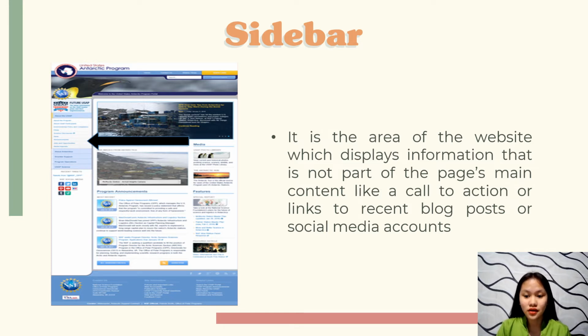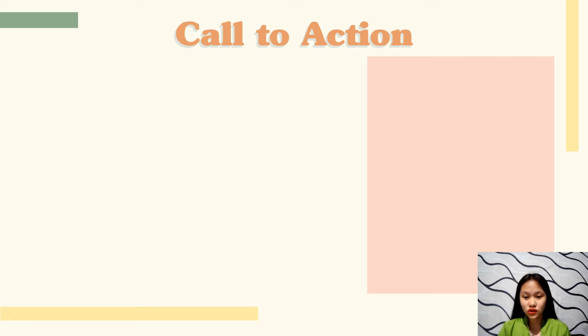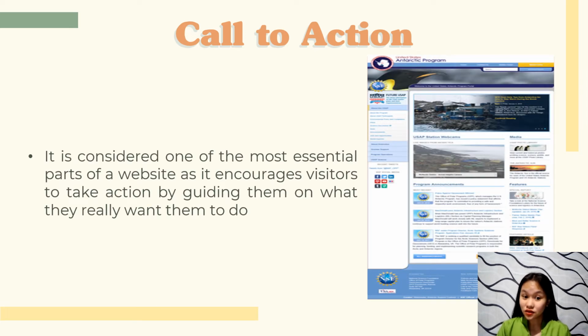Now let's move on to another part of a website. Let's have call to action. It is considered one of the most essential parts of a website, as it encourages visitors to take action by guiding them on what you really want them to do. So remember, call to action is the most essential or important part of a website. So where do you think a call to action is located? Yeah, it is in here, wherein you can see the content.